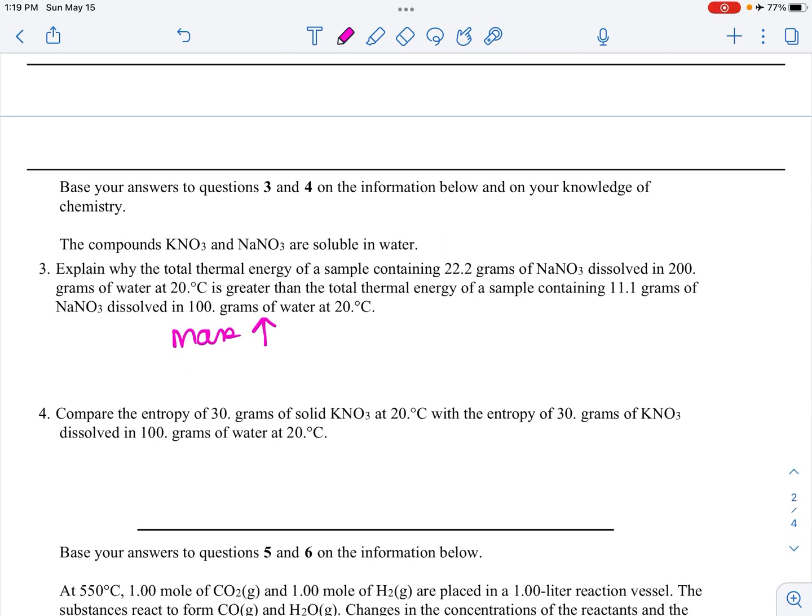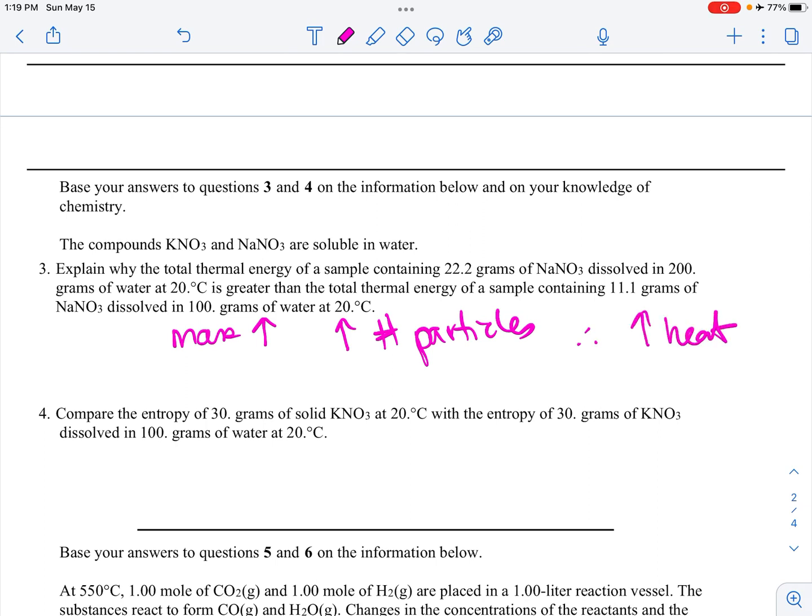So why is the heat energy greater? Mass is increased. There are an increased number of particles. Yeah. So it doesn't matter that the temperature is the same because temperature and heat are different. So because the mass is increased and there's a greater number of particles, therefore there's a greater heat value.